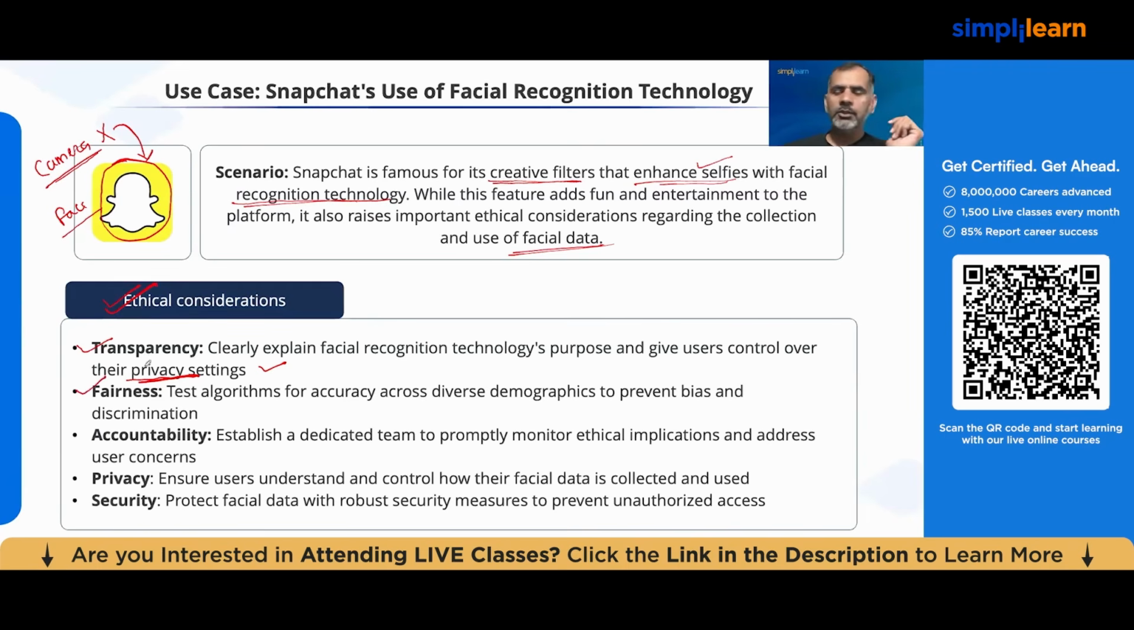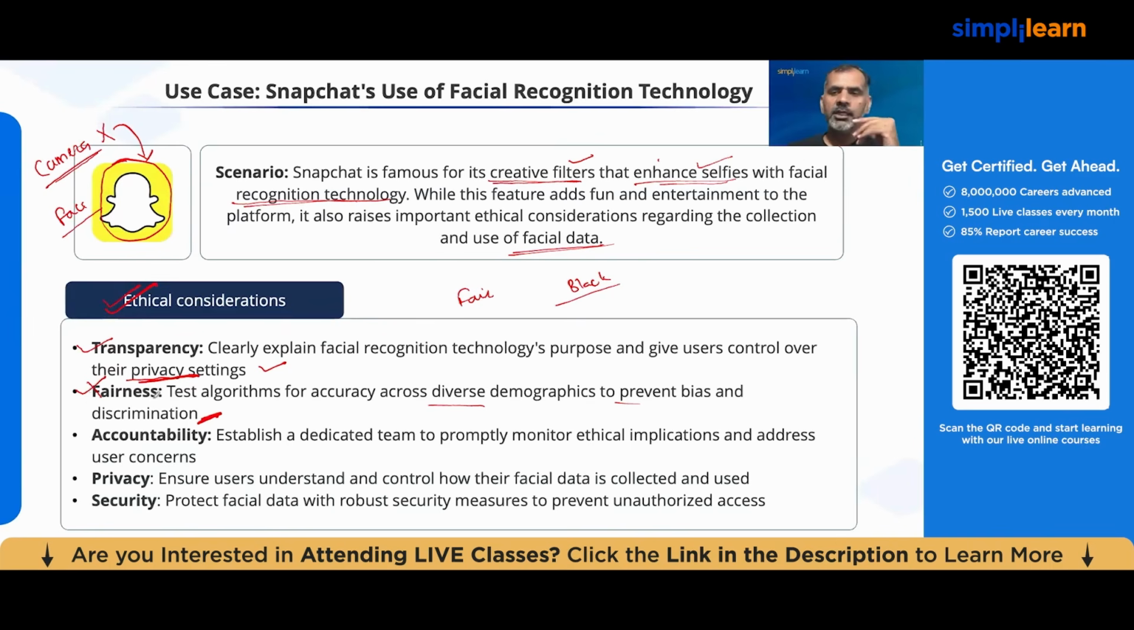The second is fairness. When you talk about fairness, it tests the algorithm for accuracy across diverse demographics to prevent bias and discrimination. So when it adds enhanced selfies or creative filters on faces, it's not that it works only for some specific faces, maybe fair faces, and fails on some black faces. If the application and algorithm behave like that, the application is not fair with respect to the audience, with respect to different customers of different demographics, different races, and so on.